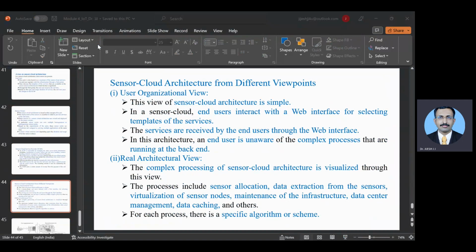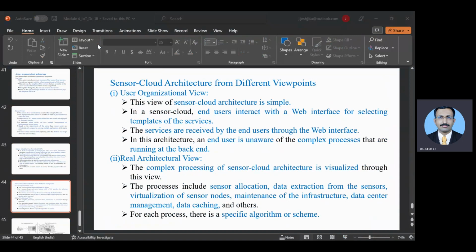Their viewpoint will be how to serve you. When you go as a customer, your viewpoint will be how the facilities are there, how the food is coming. Similarly here also, when you are a cloud developer, managing the resources in the cloud, your viewpoint will be different. When you are a customer, your viewpoint will be different. So you can say that this is the user organizational viewpoint.